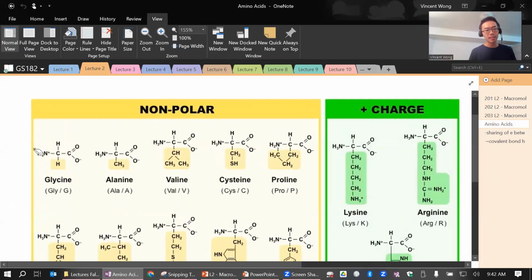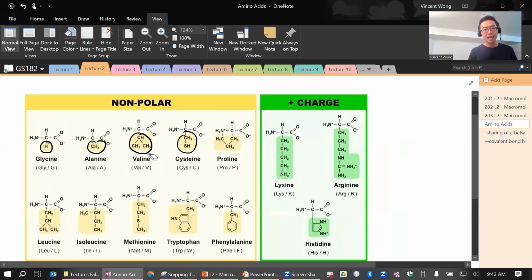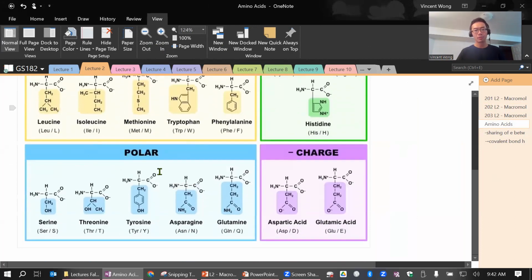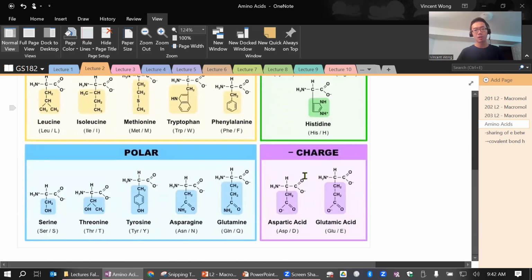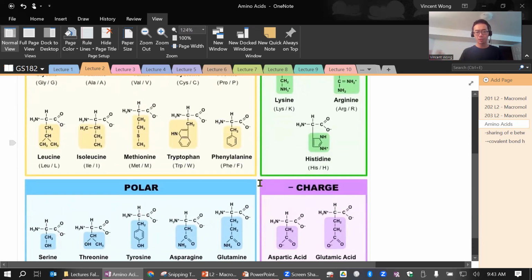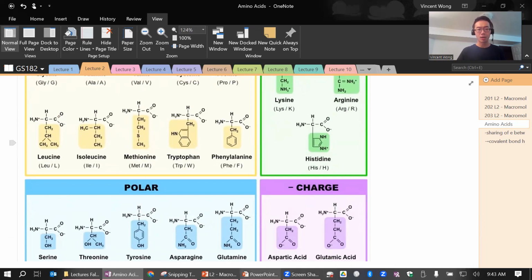So look, all of them have this central carbon, the carboxyl group, the amino group, right? All of them have that. And here are the different side chains, right? CH3, right? They all look different. There is the sulfur that I was talking about, right? So the different side chain is going to give them different properties. Some of them are non-polar. Some of them are polar, right? Some of them have positive charge. Some of them have negative charge. And it just gives them different properties. That's all you have to know.